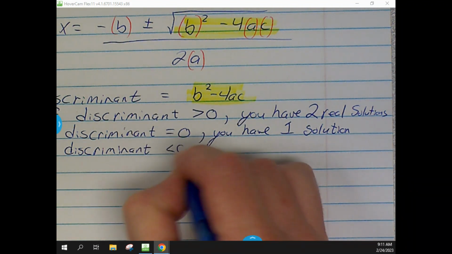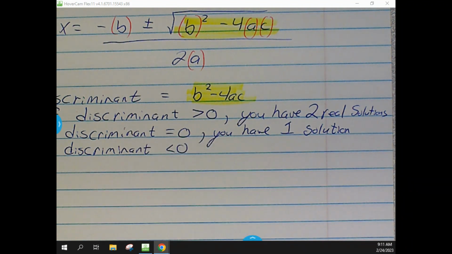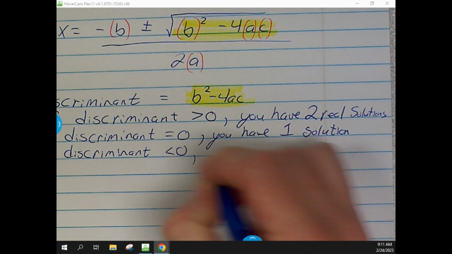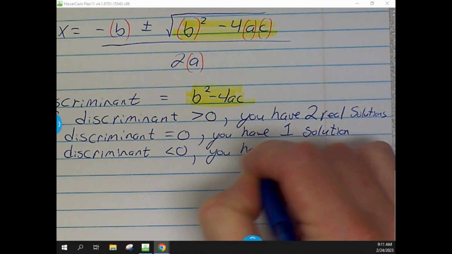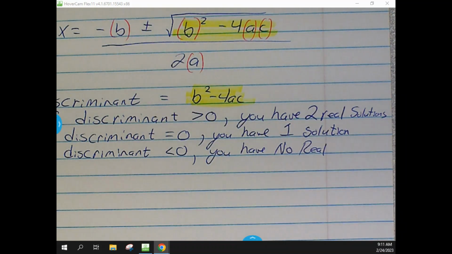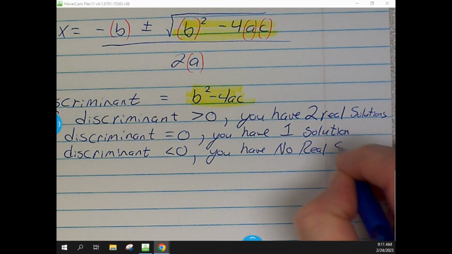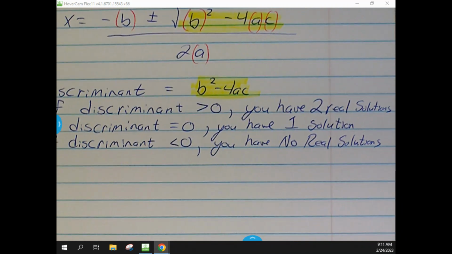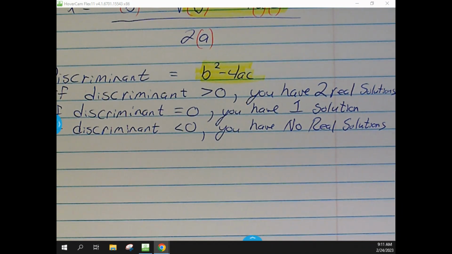Okay, and then one other option. What happens if your discriminant, what happens if your square root is less than 0? How many real solutions do you have? Yeah, if it's a negative number, you don't have any real solutions, right? Now here's the catch on it: real solutions. That's the key word there. There's no real solutions if the discriminant's less than 0.